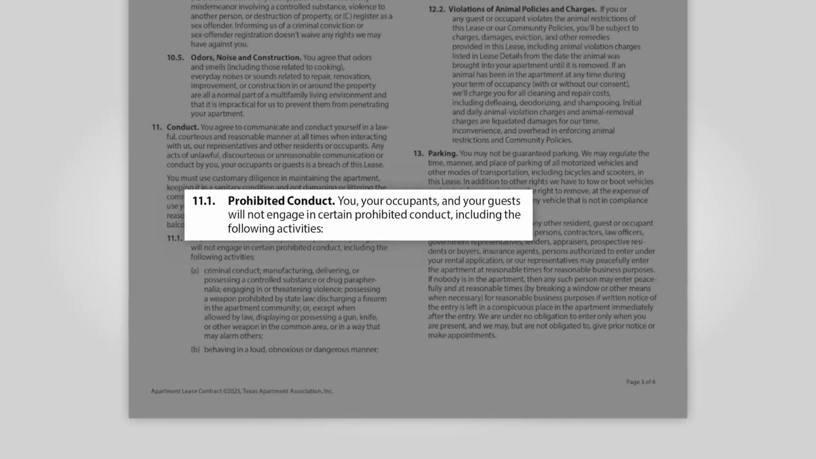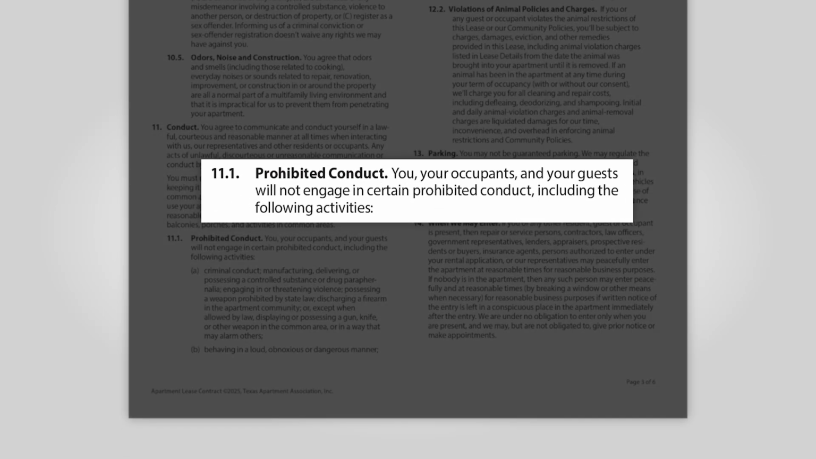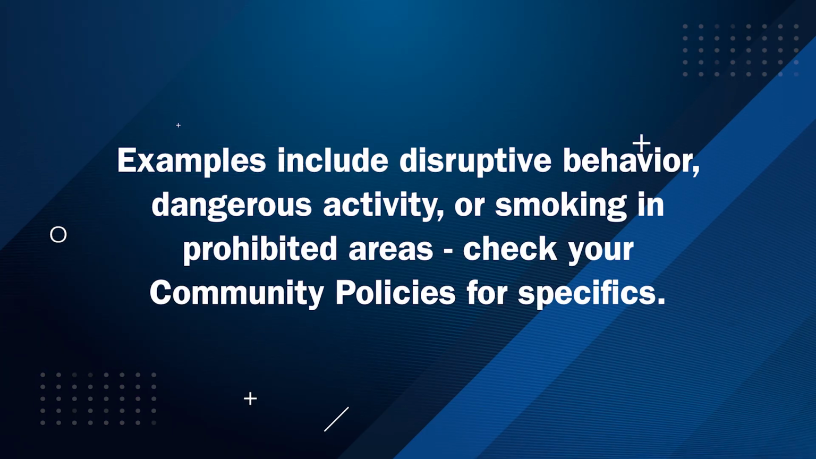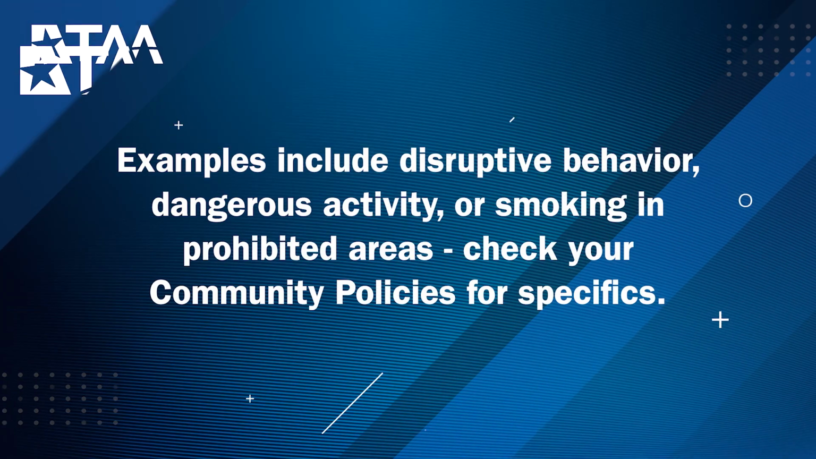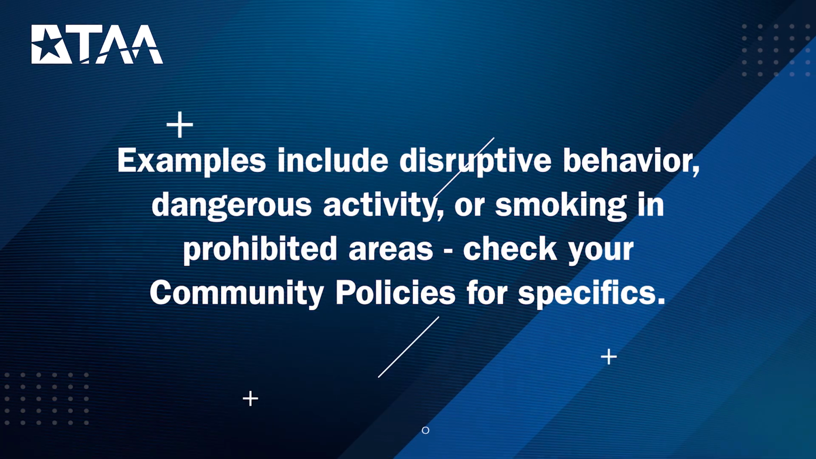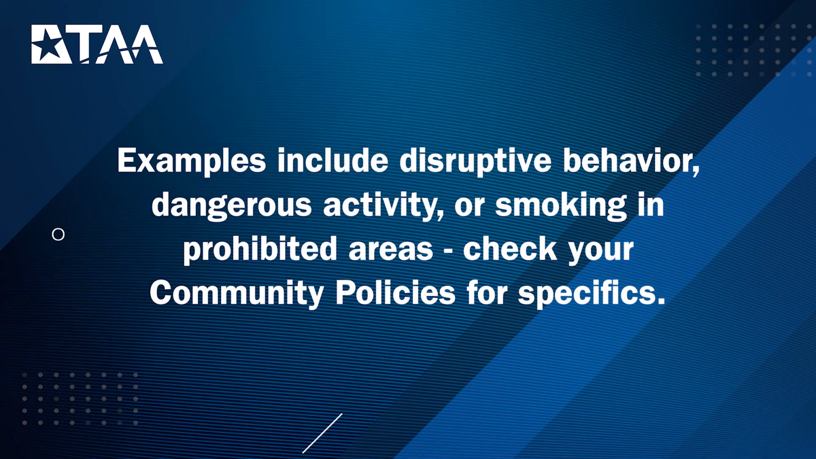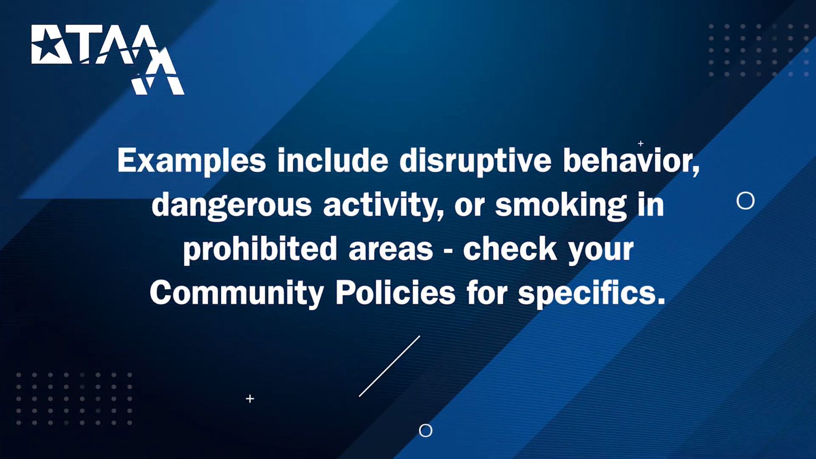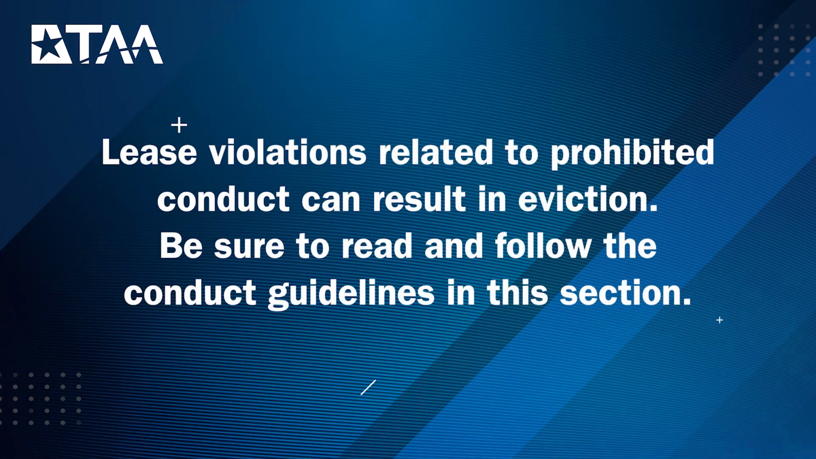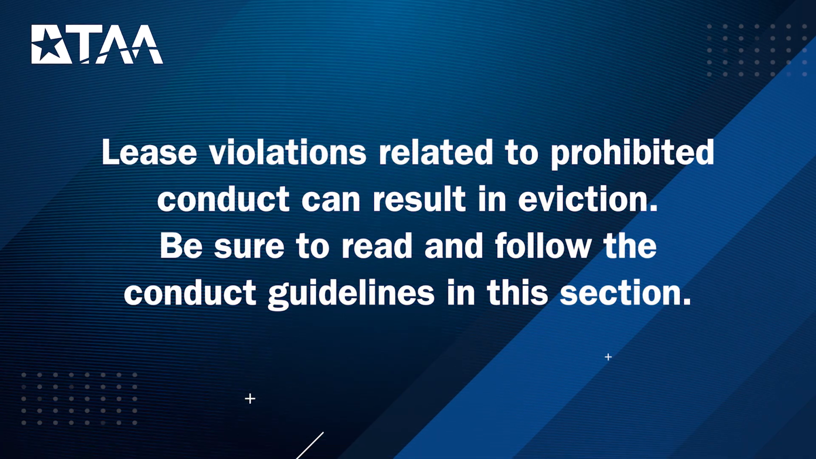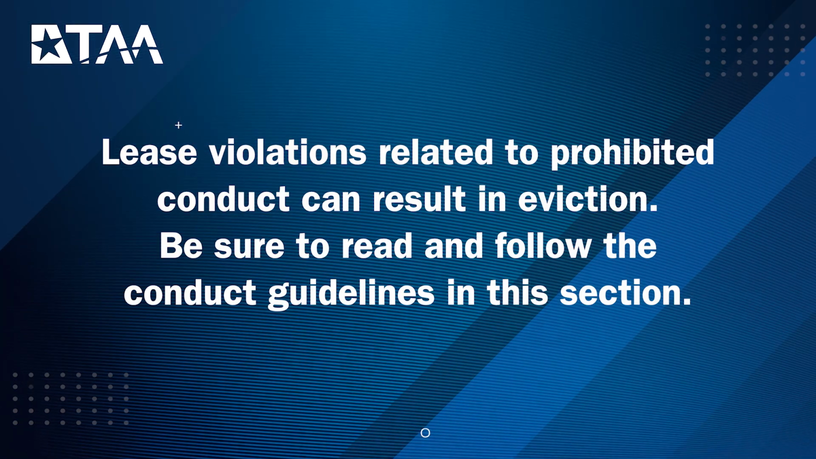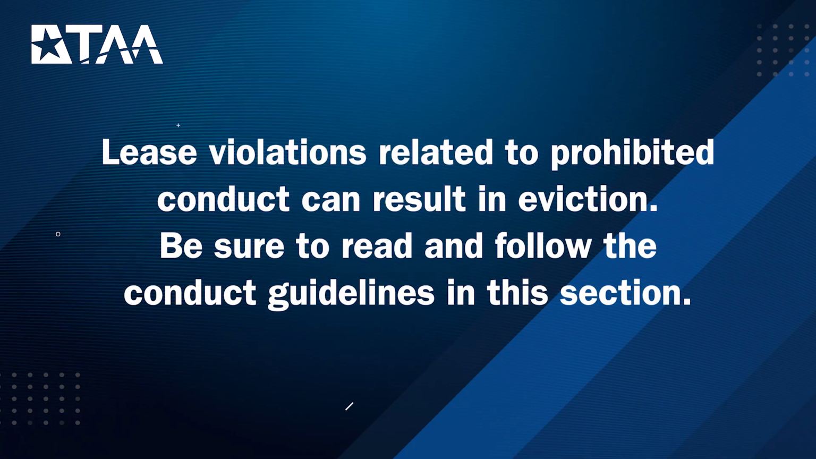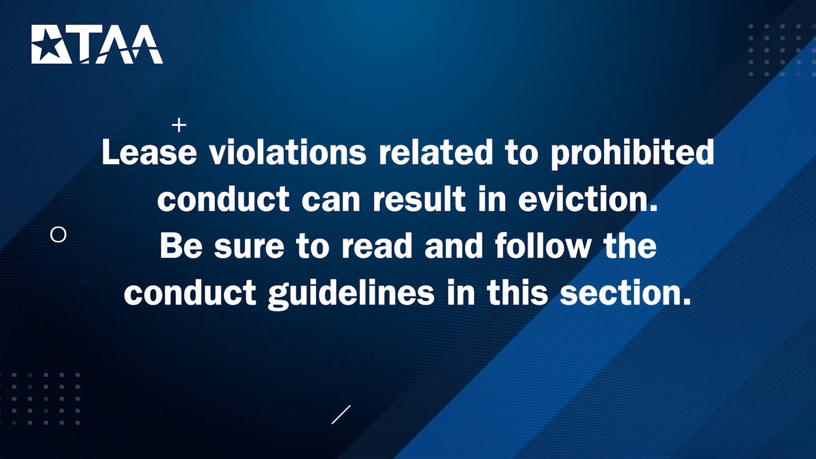Paragraph 11. Prohibited conduct. Prohibited conduct outlines conduct that is not allowed. Examples include disruptive behavior, dangerous activity, or smoking in prohibited areas. Check your community policies for specifics. Lease violations related to prohibited conduct can result in eviction. Be sure to read and follow the conduct guidelines in this section.